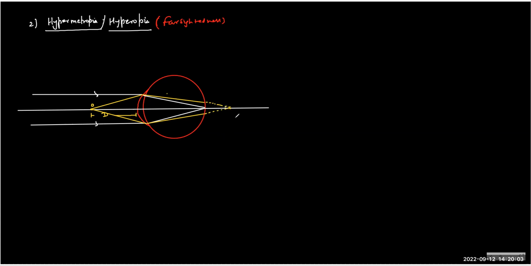So what are the possible causes? The reason is, you can clearly see, the shorter eyeball, isn't it? If the eyeball size is shorter, then before the light gets focused, the retina will pass. So that's a difficulty. Okay.